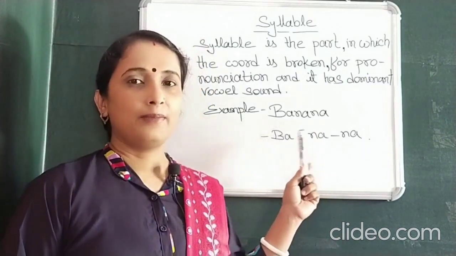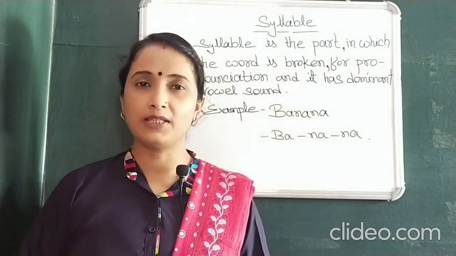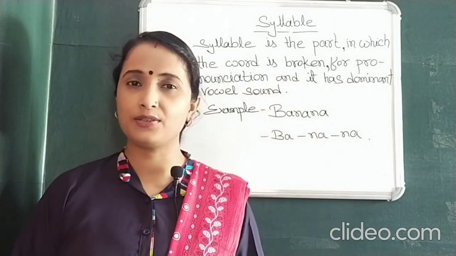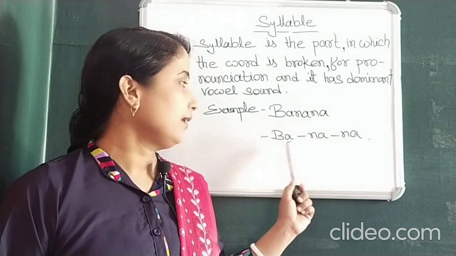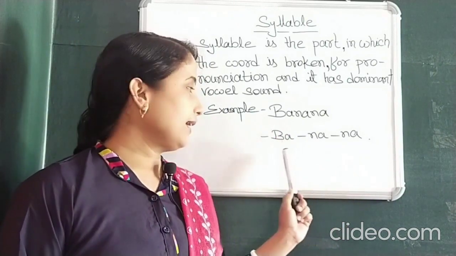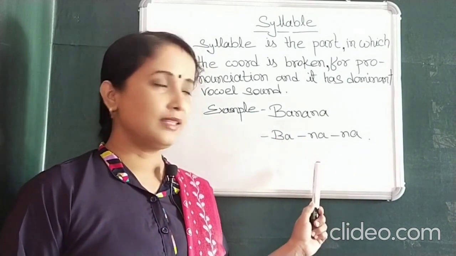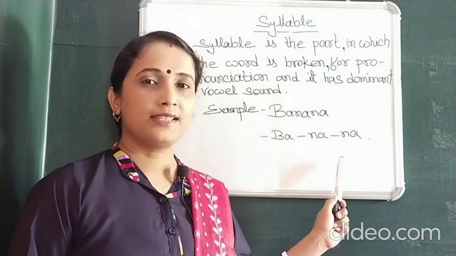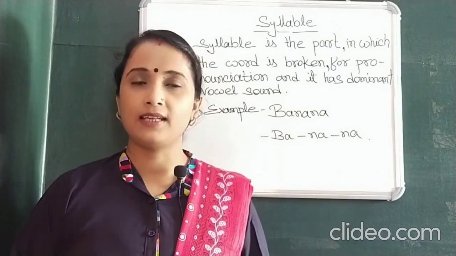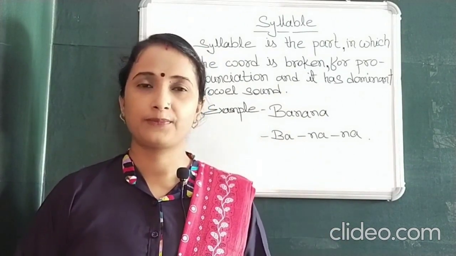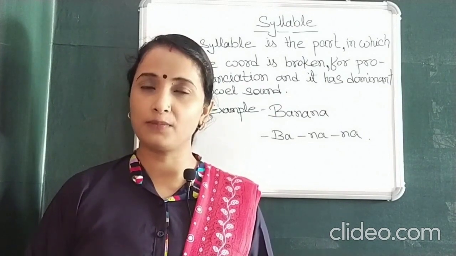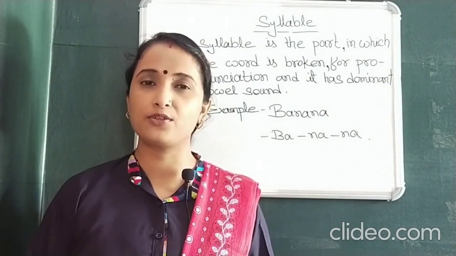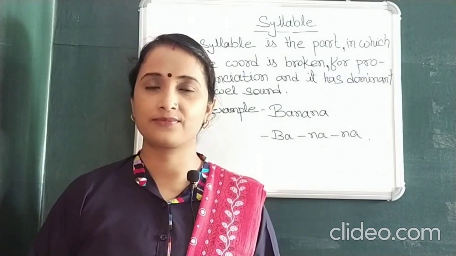Banana. To pronounce the word banana, we have to break it into three parts. Ba-na-na. Ba is one syllable, na is one syllable, and this na is one syllable. So in the word banana, it has three syllables. So syllabication is the combination of alphabet which makes dominant vowel sounds.